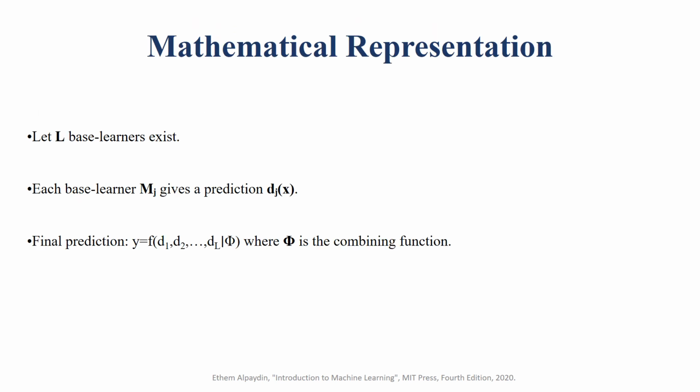Mathematical representation. Let L base learners exist. Each of the base learners Mj will give a prediction Dj of X. The final prediction is denoted as Y, which is a function of all the predicted values D1, D2, ..., DL, where L is the number of base learners, given by pi, where pi is the combining function.